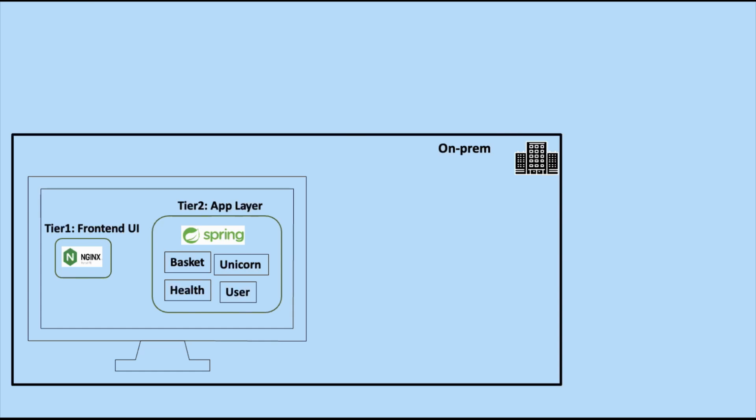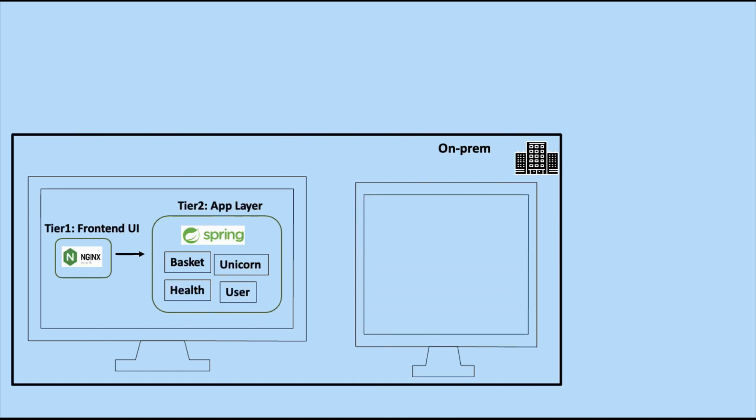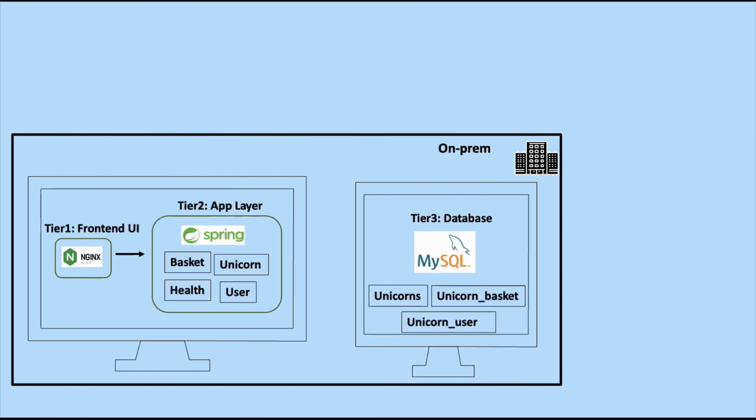And this contains various components, for example basket handling, unicorn handling, user management, and health of the server. All of these four functionalities are embedded into the same code base. Okay, and both the front end UI and the back end, the app layer, basically are communicating within the same machine. Then we have one more server on the on-prem infrastructure, and this is where we are hosting the database.